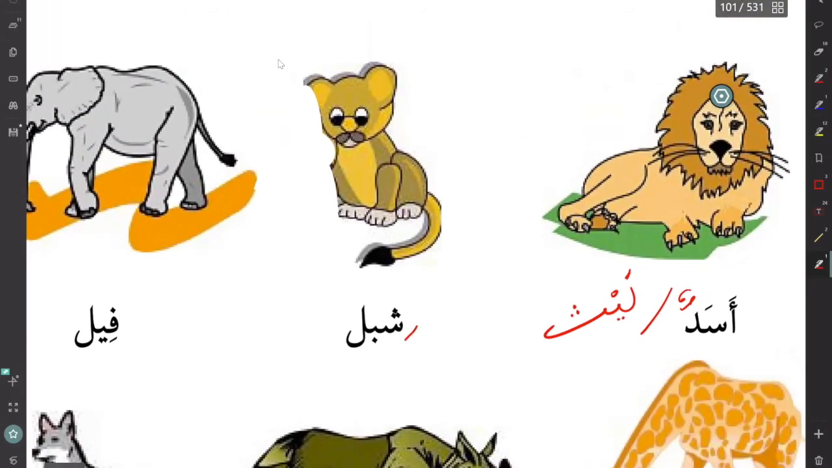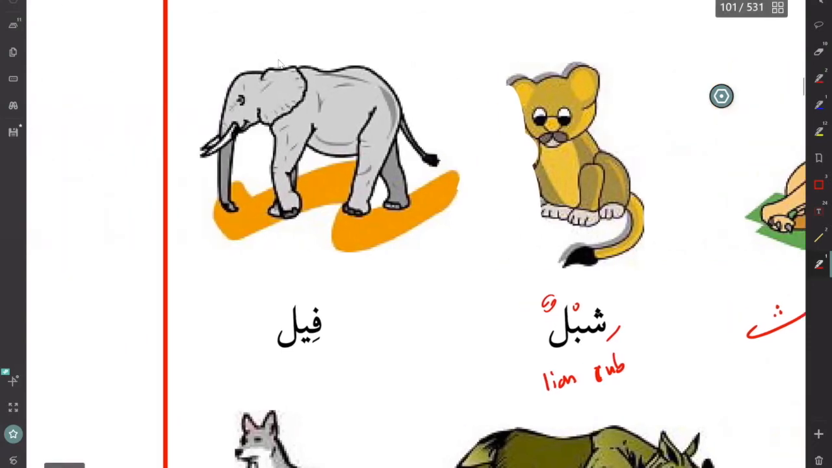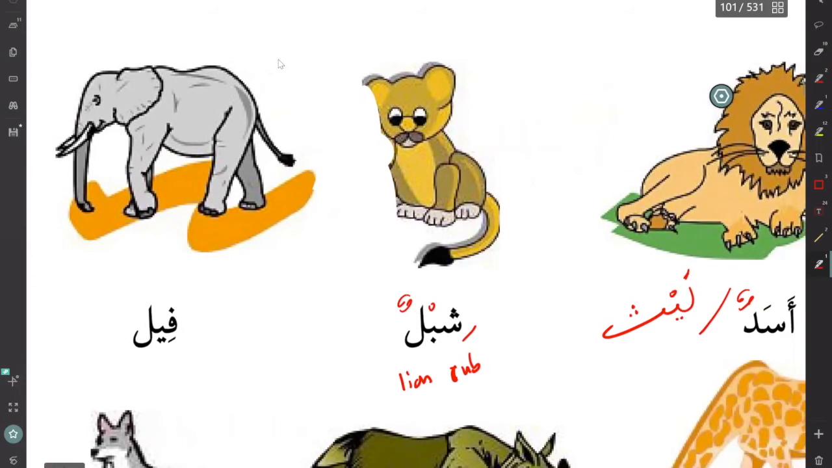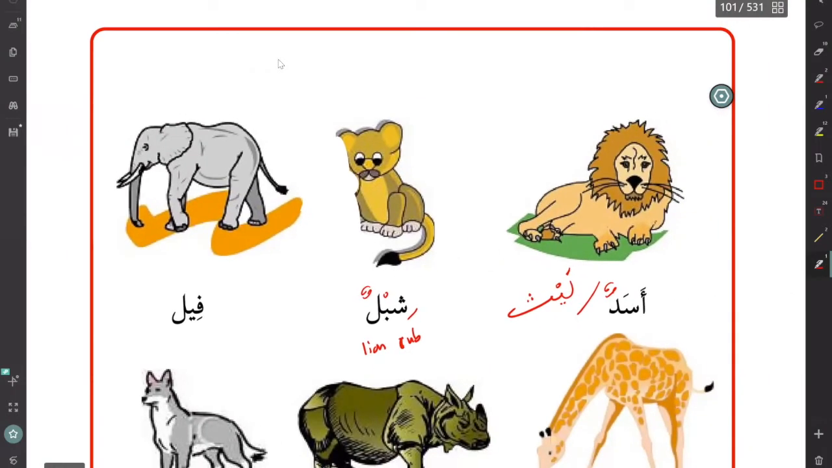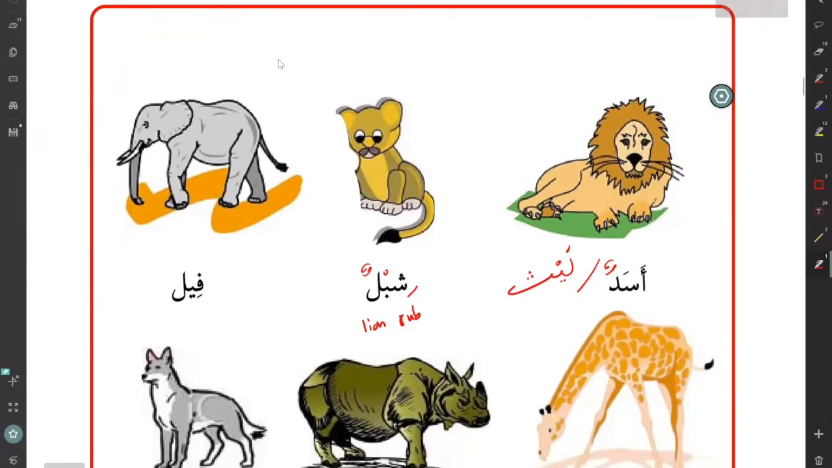The next one is Shiblun. Shiblun is a small lion, like a lion cub. Not cup, cub. Small baby lion. And we have feel. Of course, you should know feel. It's in the Quran. There's a surah called Surah Al-Fil, which is elephant. So fil is elephant.